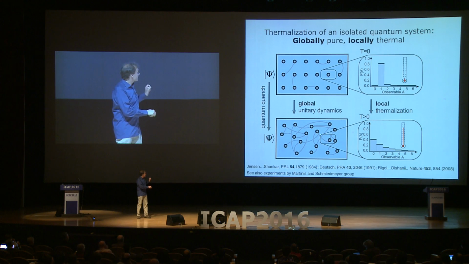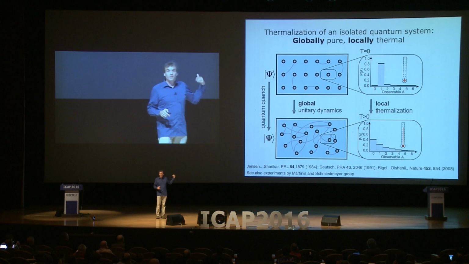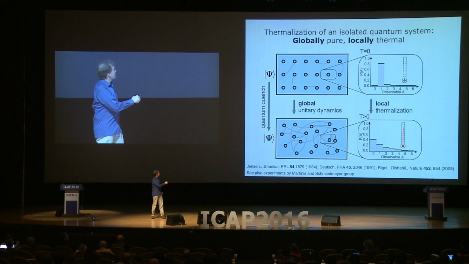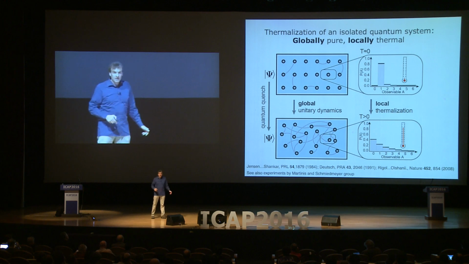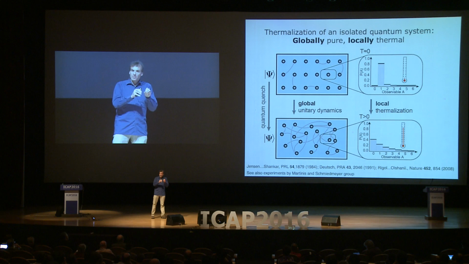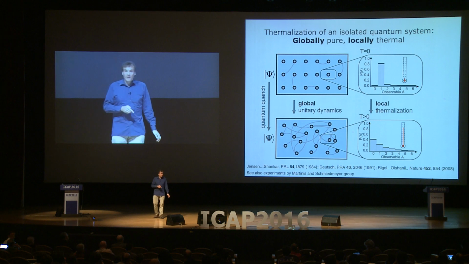But what's amazing is that you can find that locally, local observables tend to very quickly look thermal. How can that be? How can a state that is globally in a pure state, with no entropy, locally look like a thermal state, which you would associate with maximization of entropy? So let's look into that problem experimentally.